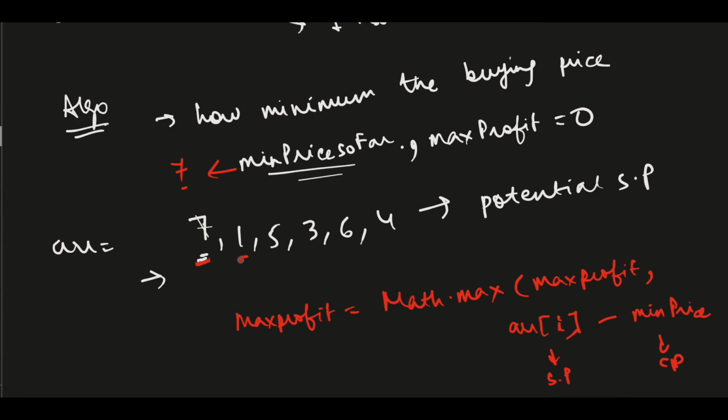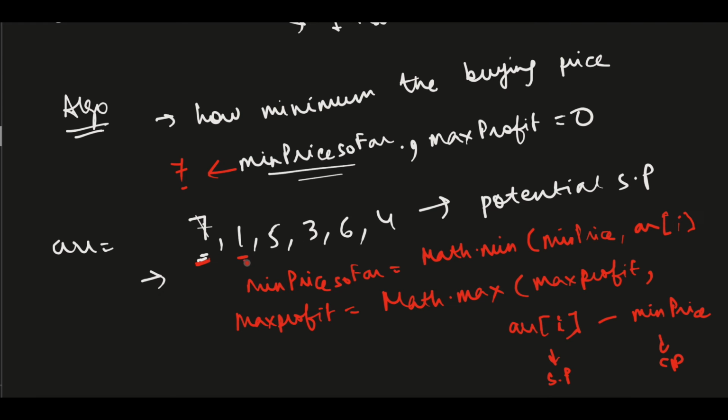Now I'll move to 1. Now min price so far has become what? Min price so far, we are going to calculate inside the loop. Min price so far is what? Min price so far will be math.min. What about the minimum? Minimum of this min price, or the current element.